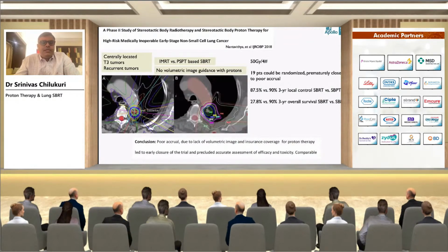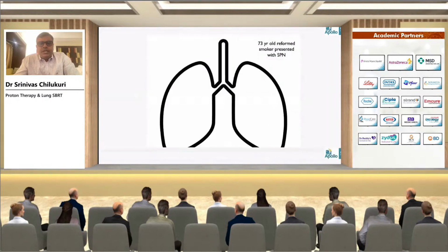National Cancer Database analysis. This is a phase 2 randomized trial between SBRT versus SBPT, but this was passive scattering proton therapy. Unfortunately, the trial was prematurely closed, which showed the limitations of doing a randomized trial in situations such as these. This is our experience so far.